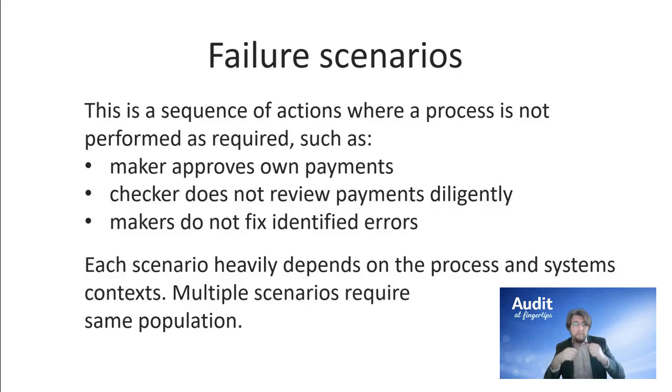Keeping this control design in mind, we need to think about the scenarios where the control may fail. What are the particular process branches where the control may not work as expected? So, for instance, there could be a scenario where makers may approve their own payments. They create a transaction and they approve this transaction. Therefore, we do not follow the principle of separation of duties. Or checkers may not review the transactions diligently.